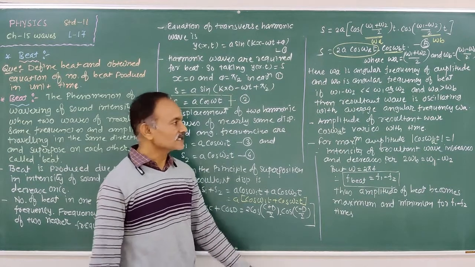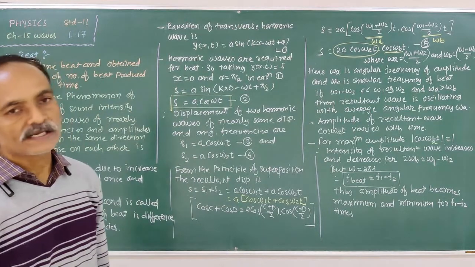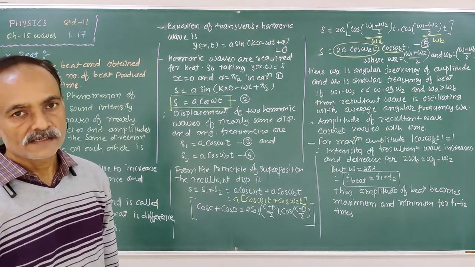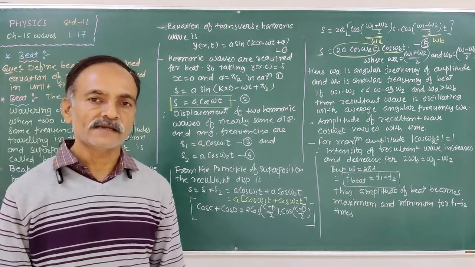Clear? So that is the concept of the beat and the number of beats produced in unit time. Clear? So here most of the theory of this chapter, waves, is completed.